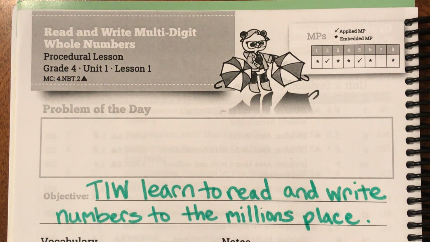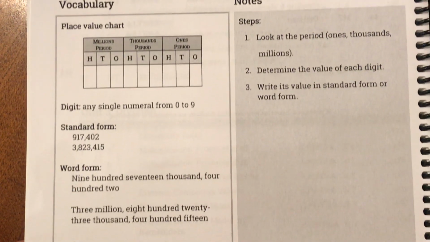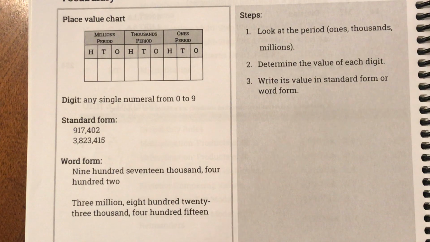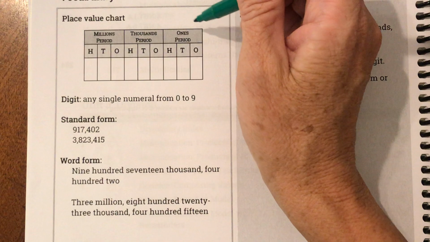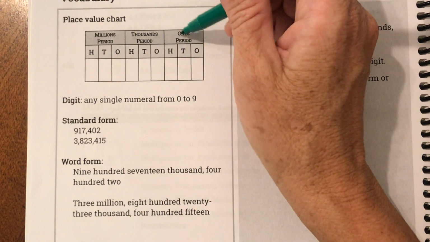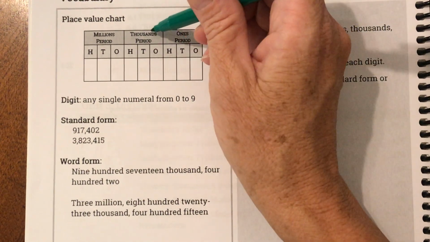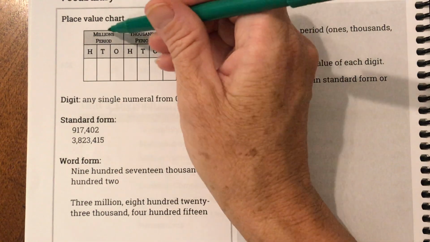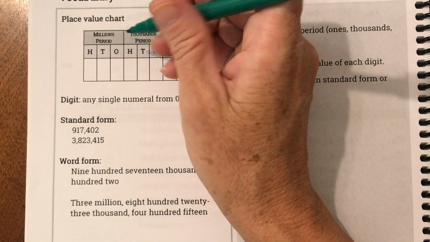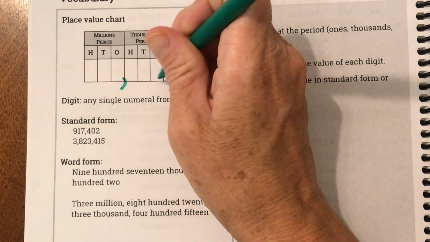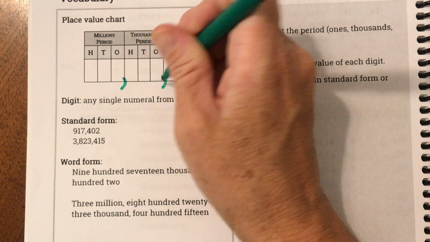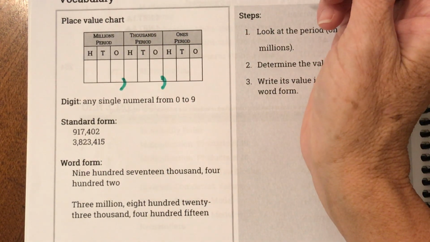Okay, so let's look at our vocabulary that we have. And they first give us a place value chart. So I do like our place value chart, but I don't like parts of it. So this is called the periods, which is really important. So we have a ones period, we have a thousands period, and we have a millions period. So those periods are separated by commas. So I want you to add some commas there. That's how we separate these.